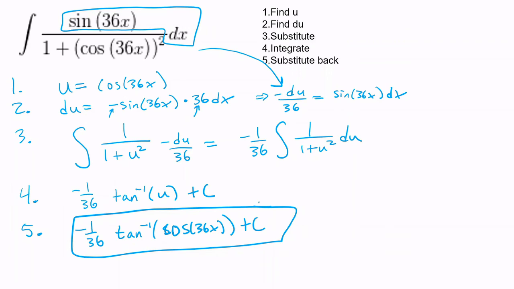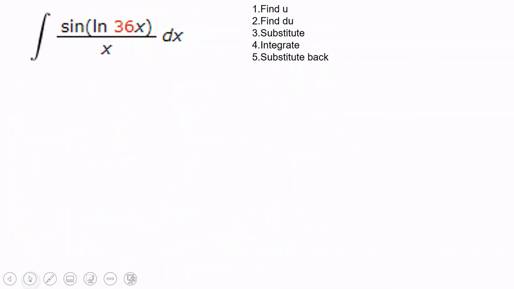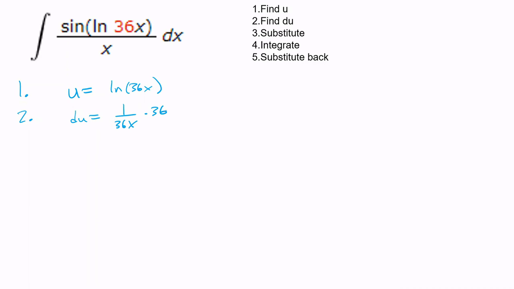Alright, so let's try one more. Okay, so again, we start, let's find our u. So I'm just going to go straight to, is there a function plugged into another one? Well, I see that natural log of 36x is inside sine, so that's a good place to start. Well, let's test it by doing du. So that's 1 over 36x times 36. So that's an application of the chain rule, but it actually just simplifies to 1 over x.